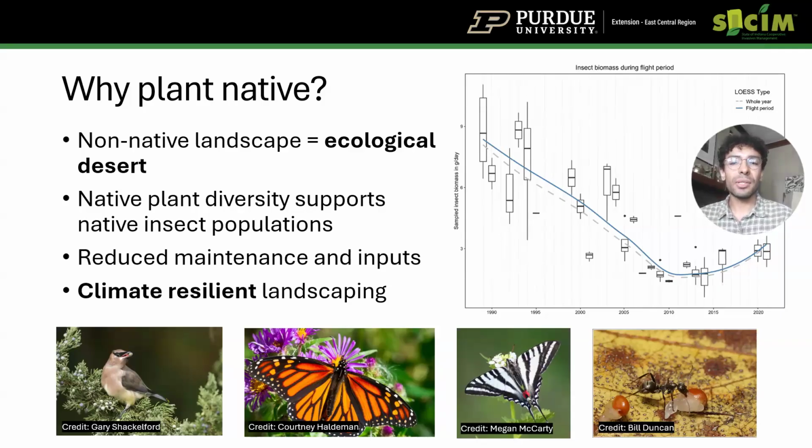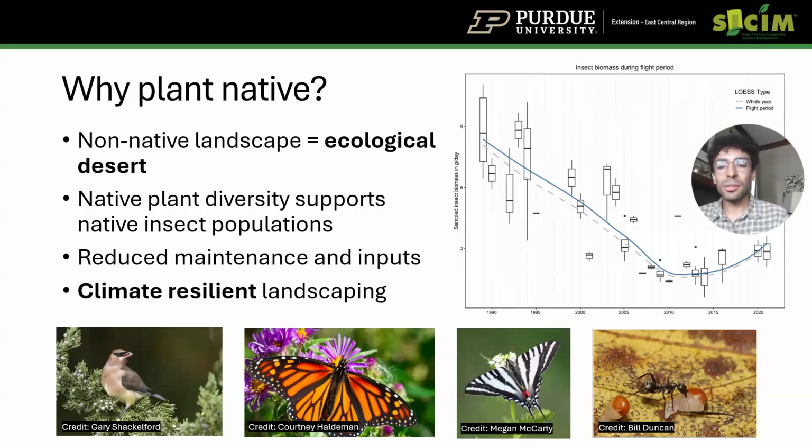Other benefits of planting native are reduced maintenance and input. A lot of our really popular horticultural plants are really finicky. You can think of your Knock Out roses, things like that. They need a lot of particular care, whereas with a lot of our native plants, you really just have to stick them in the ground. If you have the right soil and the right water conditions, they can just kind of take care of themselves. That also leads to having climate resiliency in our landscaping.